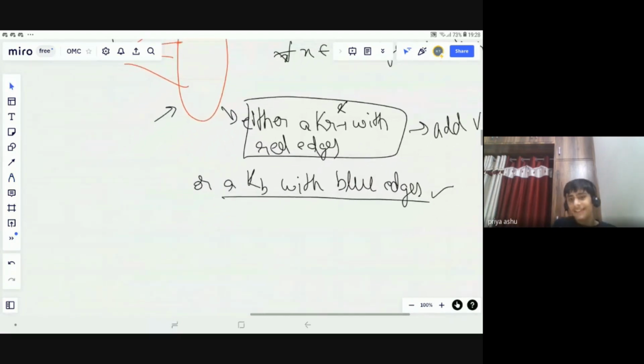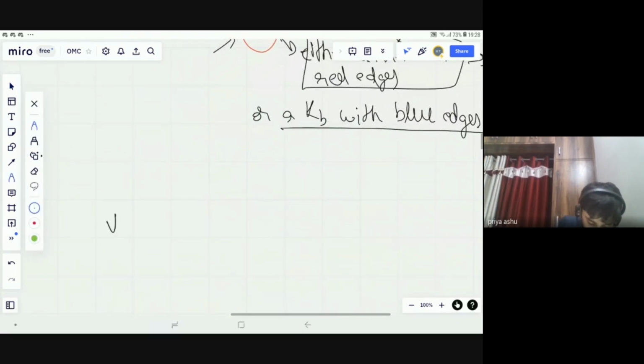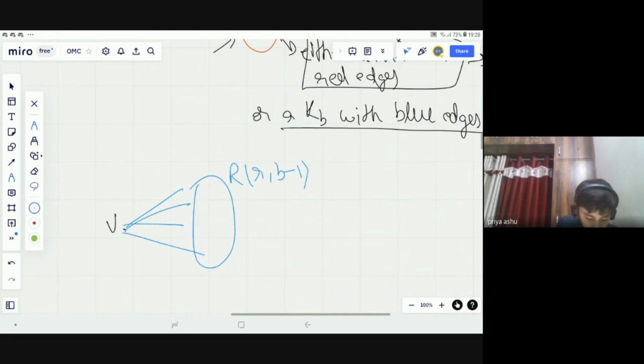And so for the other case, it is similar. I'll just do it for completeness. That is, if V has at least R(R,B-1) blue edges.